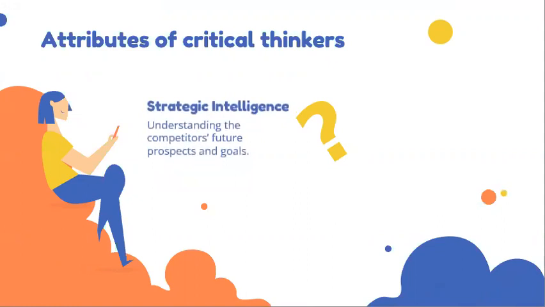So we have the three major areas in competitive intelligence. The first one is strategic intelligence: understanding the competitor's future prospects and goals. It is being able to understand this competitor's future prospects. This also includes the competitor's major customers and suppliers.